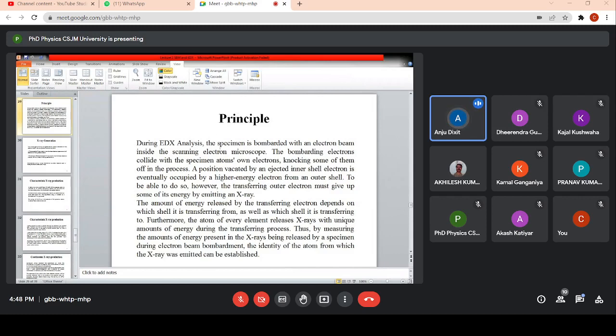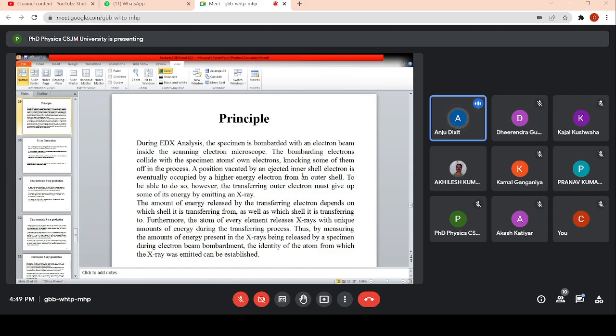So during EDX analysis, the specimen is bombarded with an electron beam inside the scanning electron microscope, since it is associated in the same instrument. So the bombarding electrons collide with the specimen atoms' own electrons, knocking some of them off in the process.